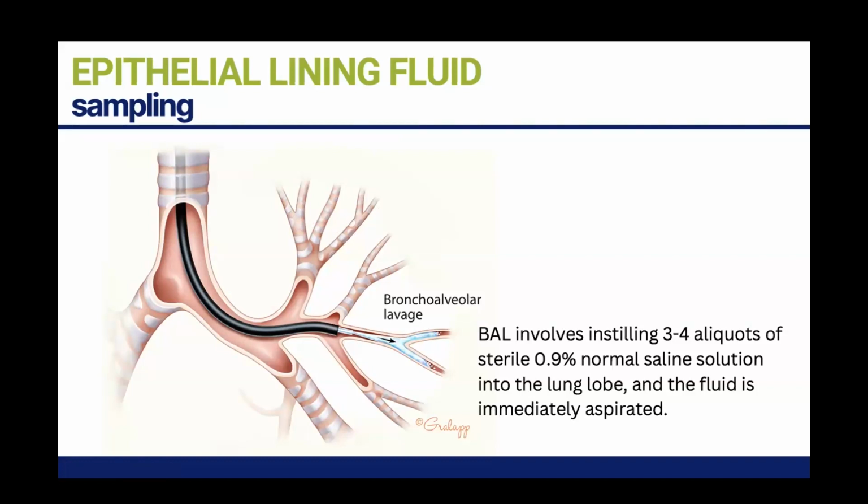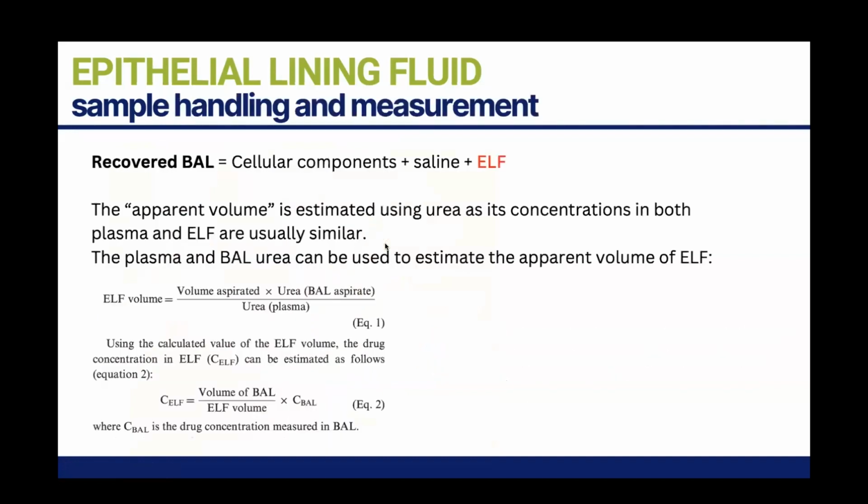But as you can imagine, if you do BAL, the recovered BAL is a combination of cellular components, saline and ELF. But we only want the concentration of the antibiotic in the ELF. So how do we then correct the recovered BAL so that we can know the apparent volume of the ELF? This is estimated by using urea, because urea concentration in both plasma and ELF are usually similar.